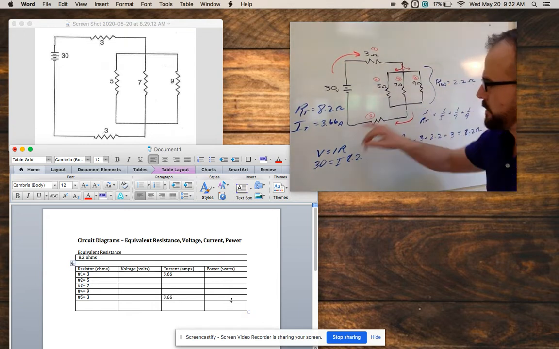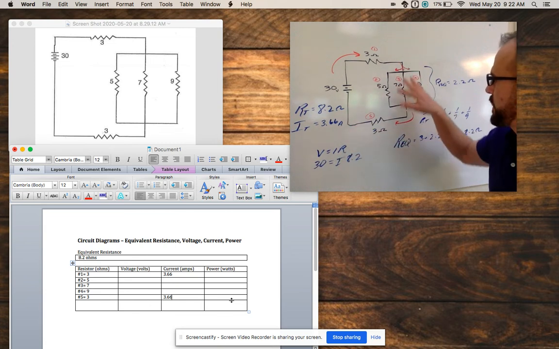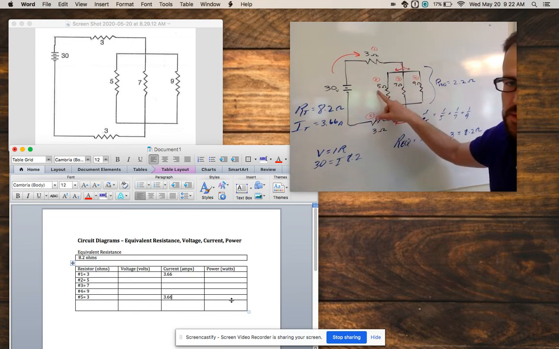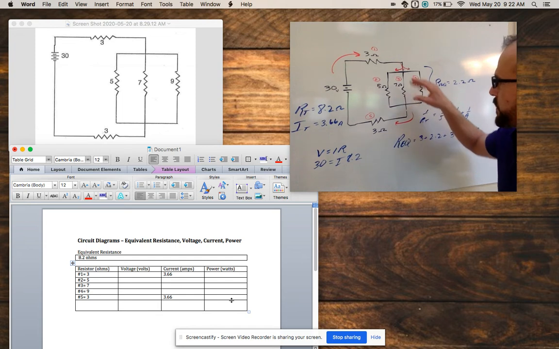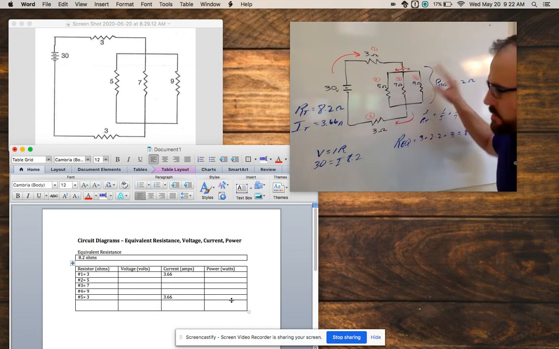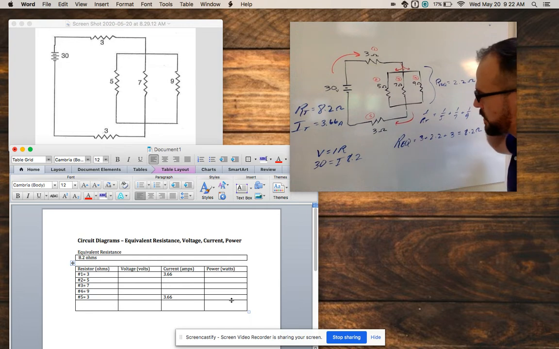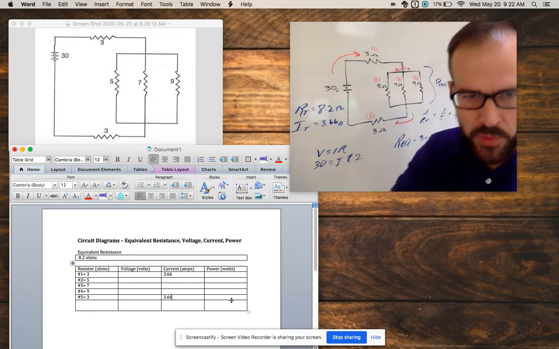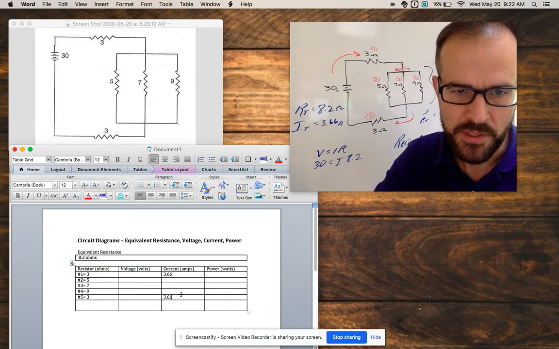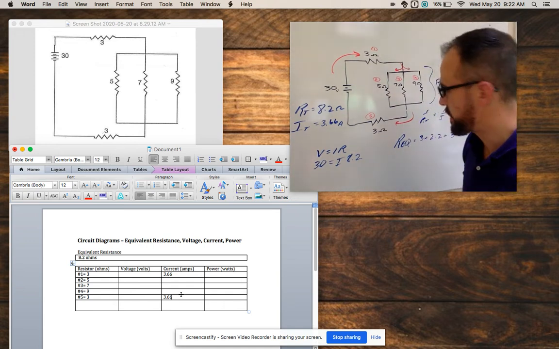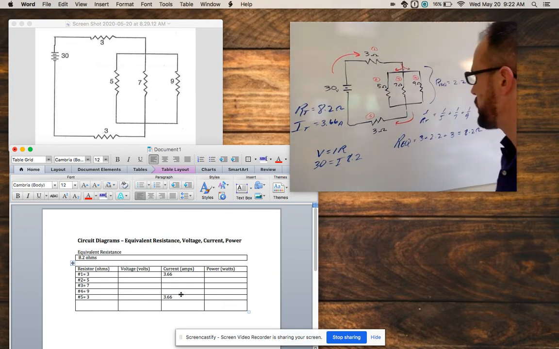The current's going to split. This 3.66 is going to split 3 ways. Most of it going down this way because it's the easiest branch, 5. The least amount going down this way, but it will split that 3.66. It will split not evenly because we have different resistance branches here, but that'll add up. So when we do get these 3 values here for the other currents, it'll add up to hopefully 3.66, give or take some rounding.